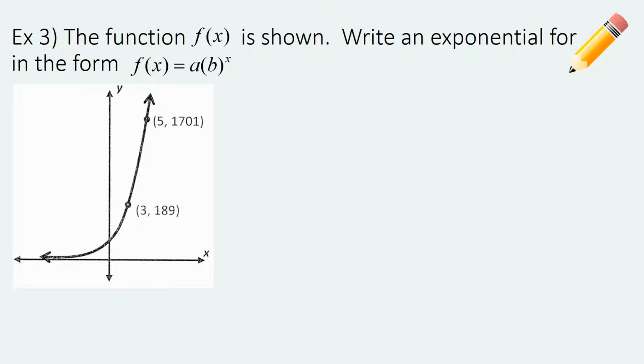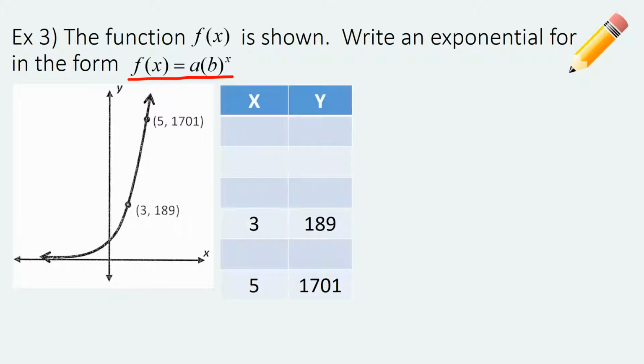Okay, example number 3. We have been given the graph of f of x, and we need to write the equation of that graph in the form f of x is equal to a times b to the x, or y is equal to a times b to the x, okay? So just like I said on example number 2, if they don't give you a table, we need to make a table, okay? So make sure you write this table in your notes. So they told me for an input value of 3, I get back 189, and for an input value of 5, I get back an output of 1,701.